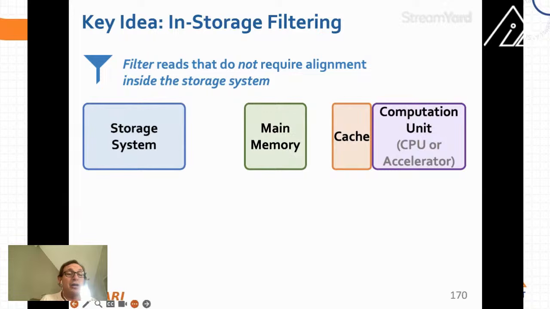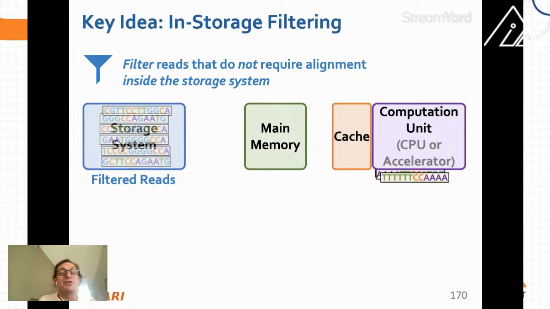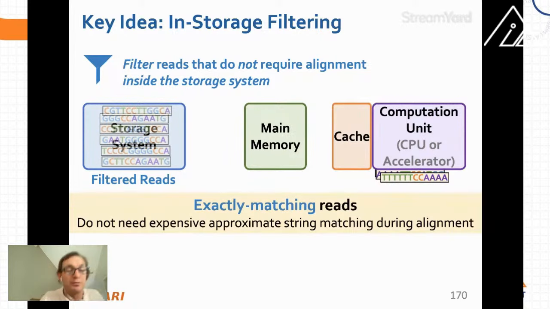The idea is to have accelerators on the storage system that can do some simple filtering, such that data movement to the main memory and to the computation unit reduces significantly. So the key idea over here is to filter simple computation such that only a very small amount of data that really requires sophisticated processing goes to the CPU or main memory.